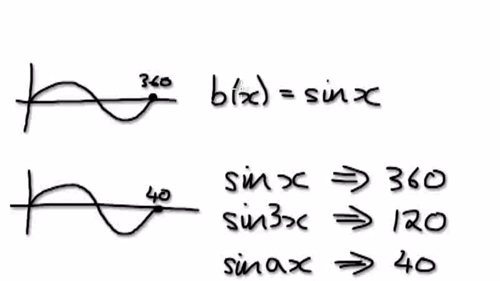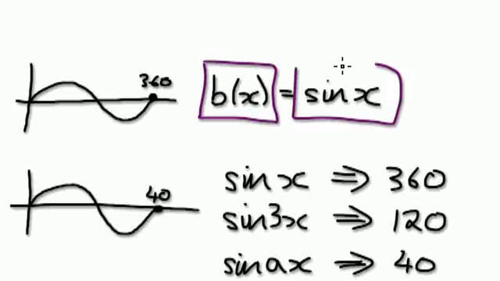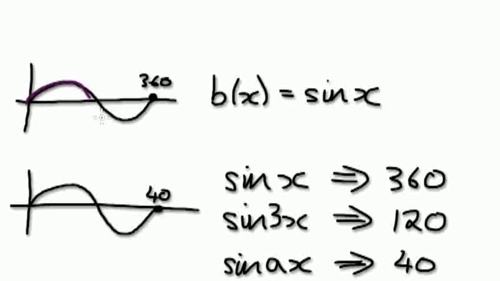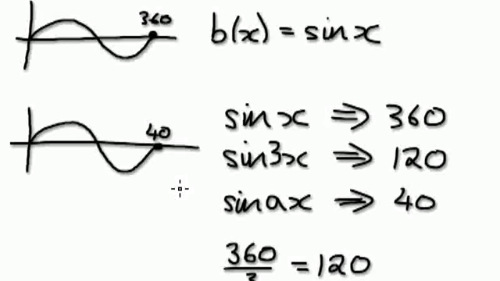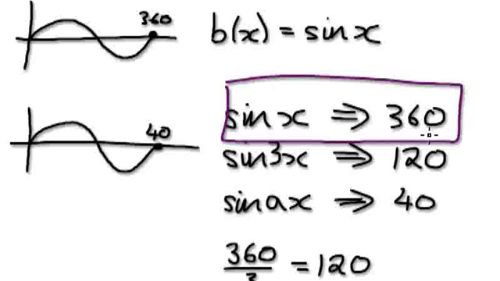Here b stands for body temperature. So we start off with b of x equals sine of x. This would give us a period of 360, but we need to change it so that the period is 40. To do that, start with this: sine of x gives me a period of 360.